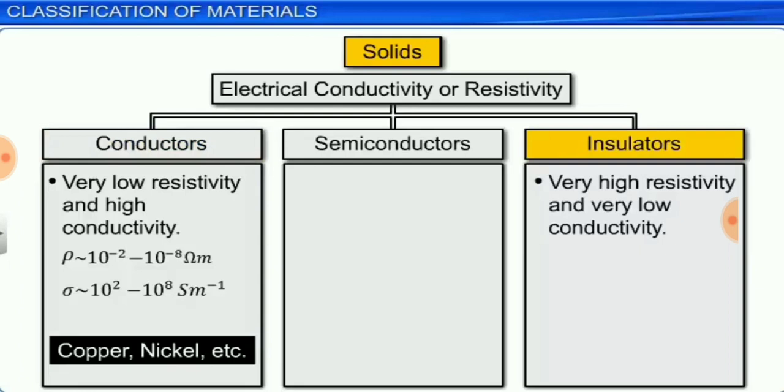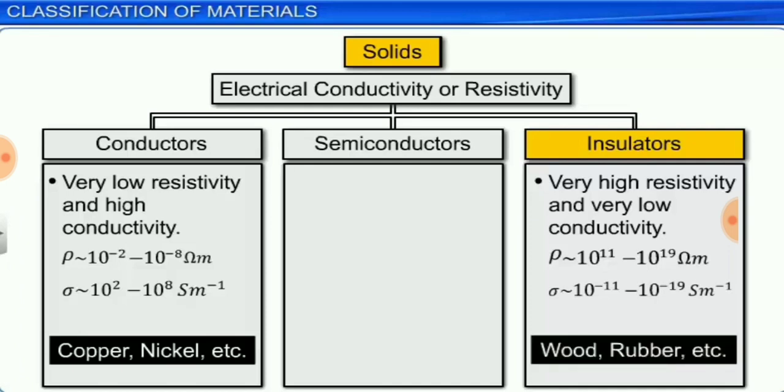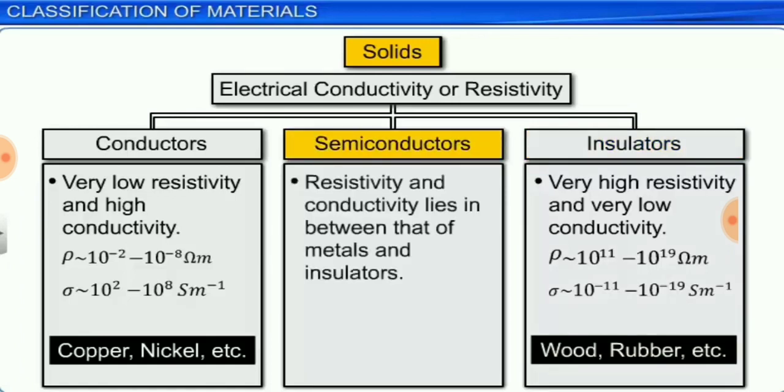Insulators have very high resistivity and very low conductivity. The range of resistivity is 10^11 to 10^19 ohm meter, and the range of conductivity is 10^-11 to 10^-19 Siemens per meter. Examples of insulators are wood, rubber, etc. Then let us see about semiconductors.